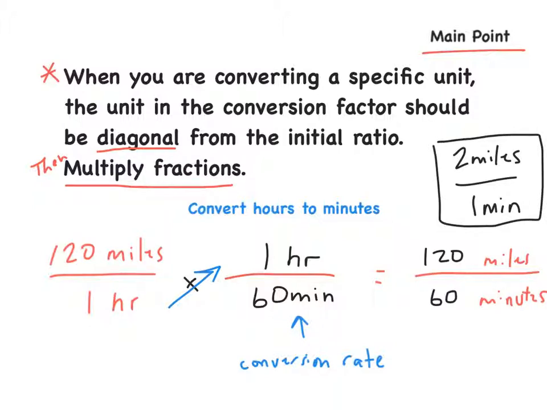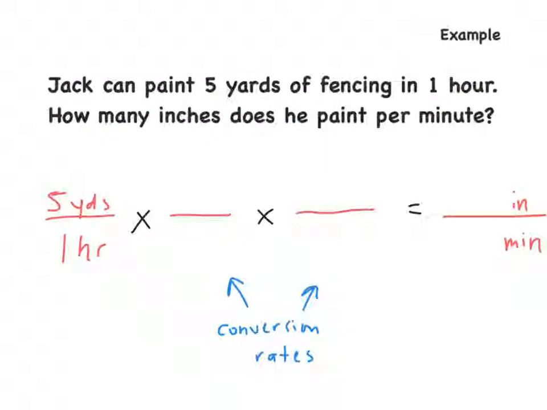This is just simplifying. So remember, with our conversion rates, we want to change the hours into minutes. So the hours need to be diagonal. So here's one example that we have. Jack can paint 5 yards of fencing in 1 hour. How many inches does he paint per minute? So, our initial ratio that we have is 5 yards per 1 hour.